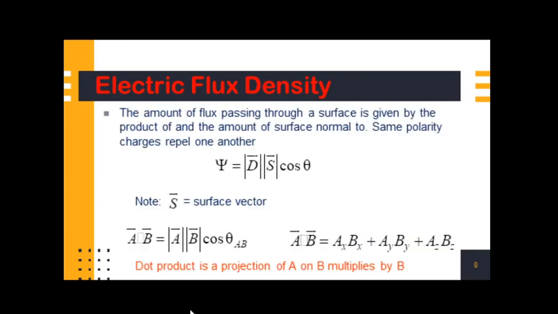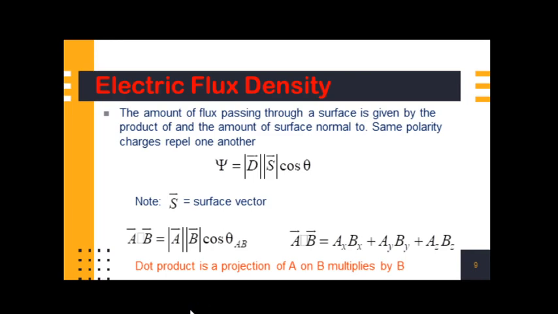The amount of flux passing through a surface is given by the product of the amount of surface normal to the flux and the flux density. Psi is equal to the magnitude of D, magnitude of S into cos theta. Note here, this S is nothing but the surface vector.